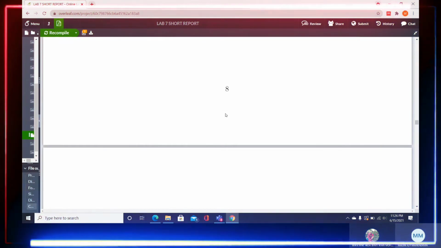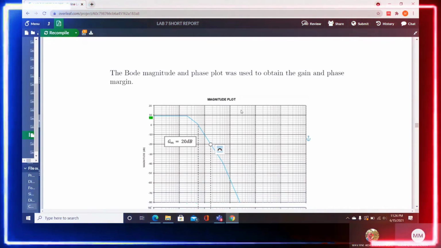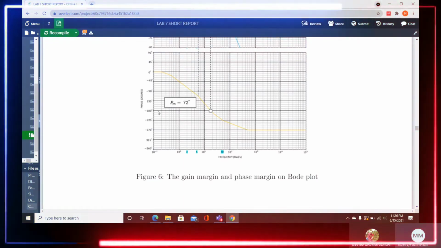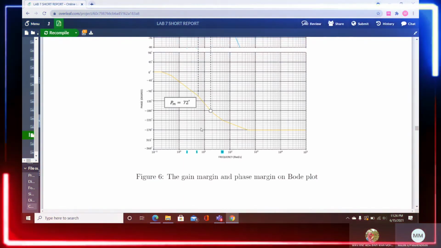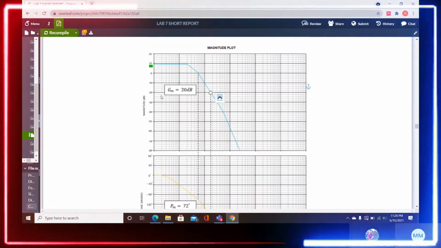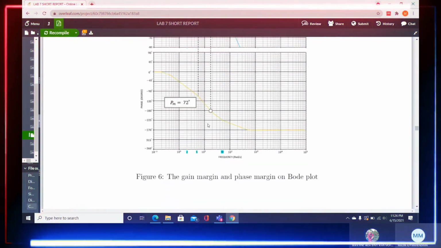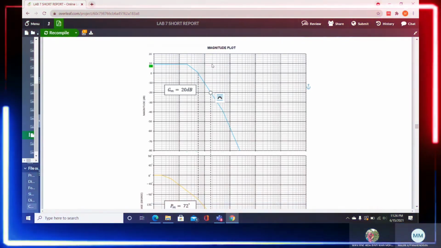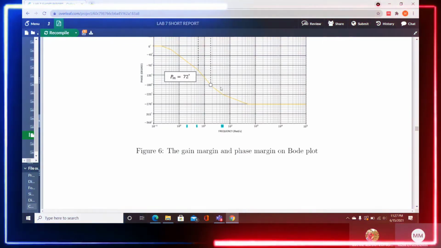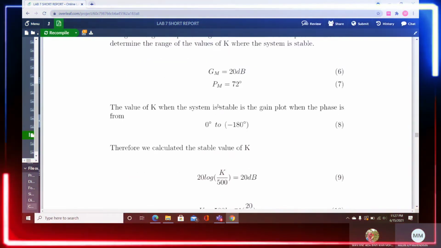So after we got both of these graphs, we used them to obtain the value of gain margin and phase margin. From negative 180 on the phase plot, we pulled up towards the graph and got the value at the magnitude plot for the gain margin, which is 20 dB. And for the phase margin, from 0 dB we got the value on the phase plot, which is 72 degrees. Okay, so these are the values that we got from the approximation.